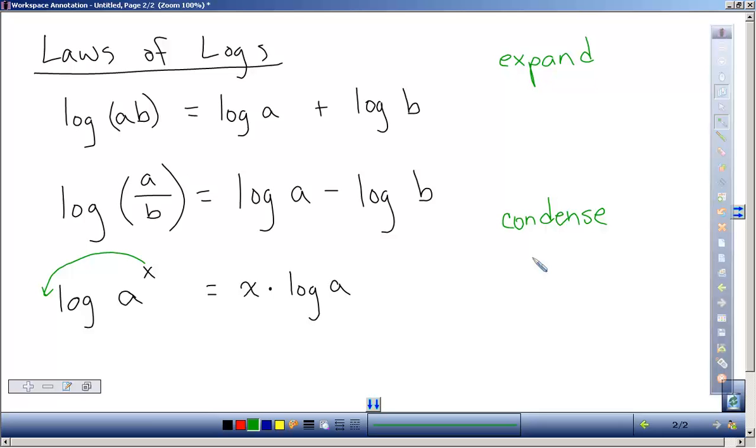Sometimes we just have multiple logs and we're trying to condense it down so that we just have one log to deal with. And so that's when we use condensing. There's situations that we will use both. But expanding is when I take a single log and I bust it up into a bunch of individual logs. Condensing is when I take a bunch of individual logs and I push it all together so that I just have one log.